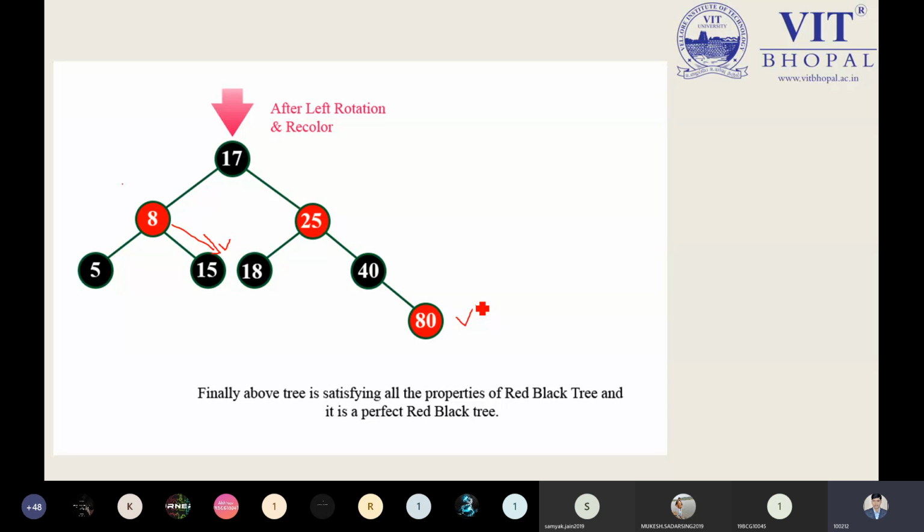So what is the binary search tree property? The simple concept: all the values greater than the root must come from the right side, and all the values lesser than the root will come on the left side. So these are the properties of the binary search tree and nothing else. So this is the red black tree.